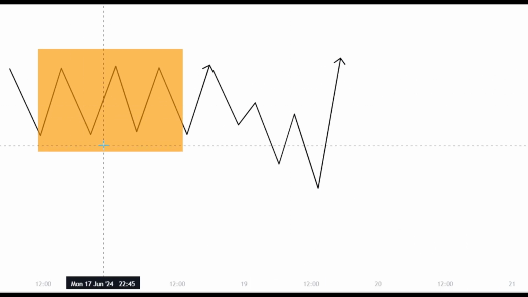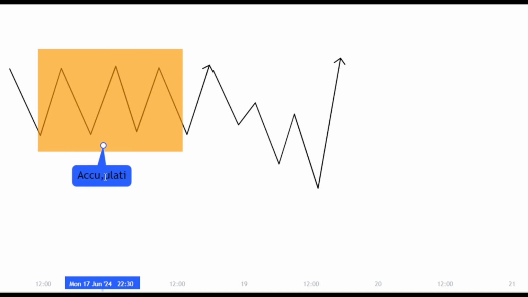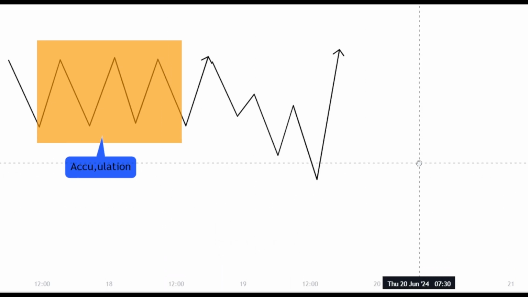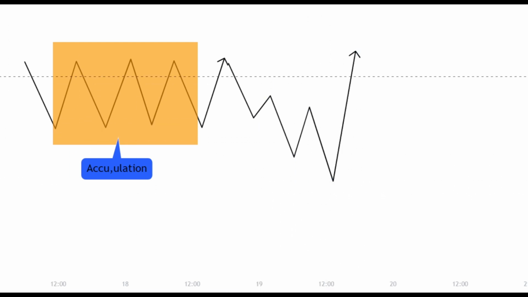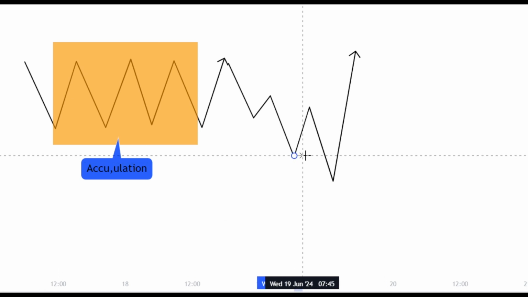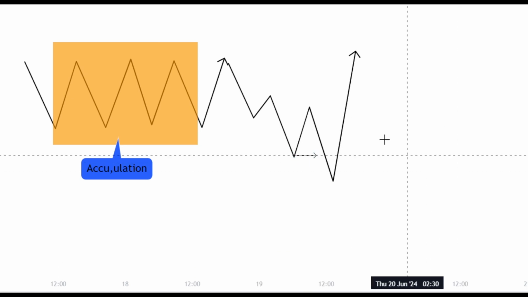So first things first, we have the A, which stands for, as we all know, accumulation, the first phase of the power of three. Now, the second thing we need to look at is what's going on over here, right? Technically we have a bearish breaker structure over here. Technically, this is a bearish breaker structure.